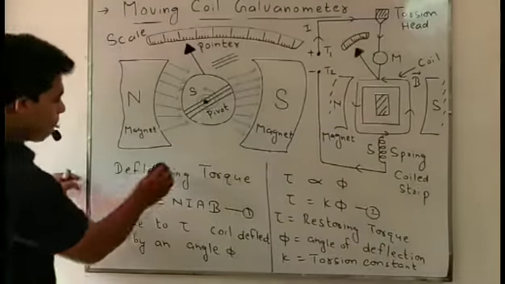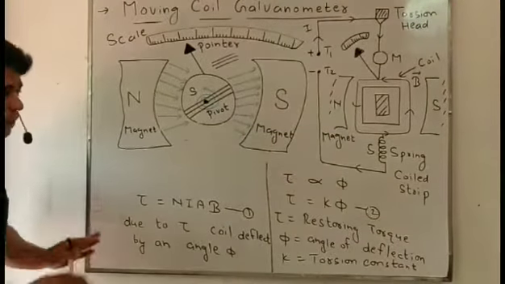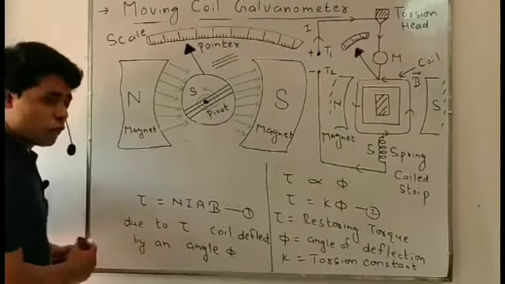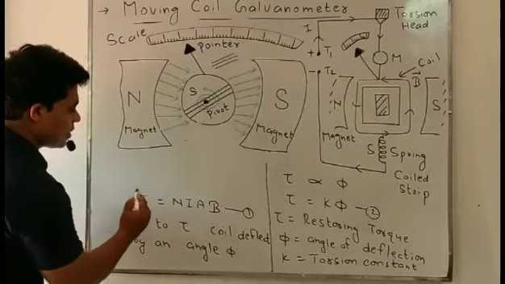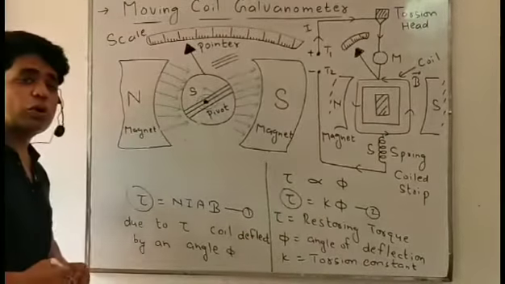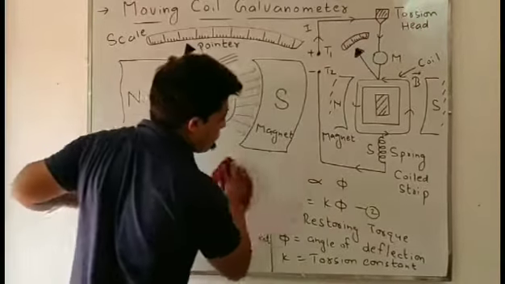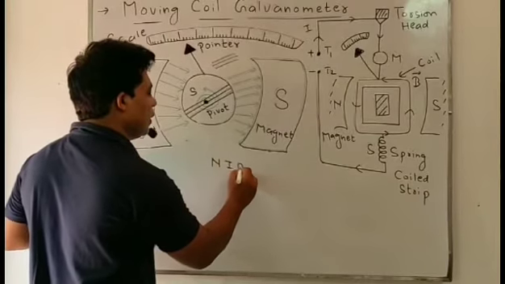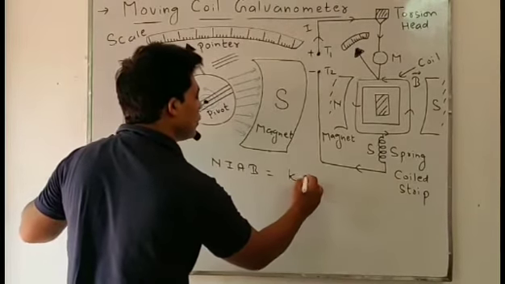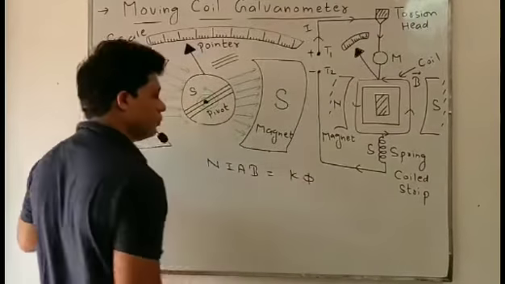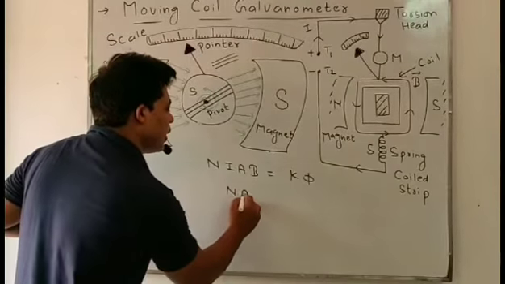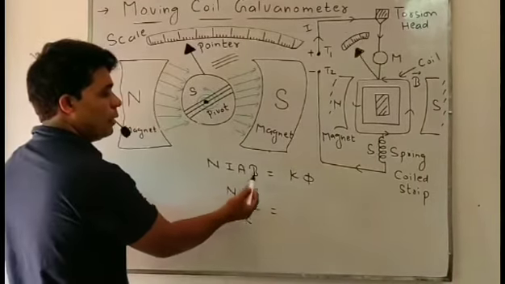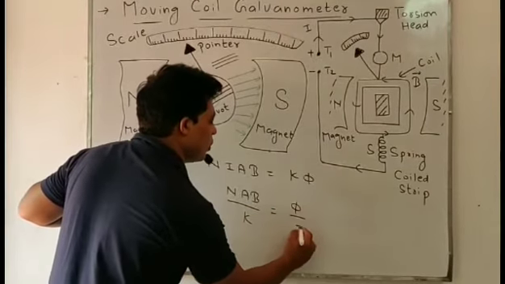So look, students, you can copy this. You can take a screenshot. I'm going to remove this. Just remember NIAB and K phi. So from the first and second equations, when the left hand side is equal, the right hand side will also be equal. So in the balancing state, what happens? NIAB will equal K phi. Now students, NAB by K, and that is phi upon I.